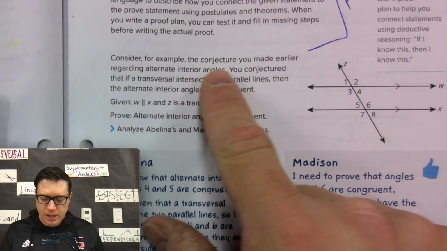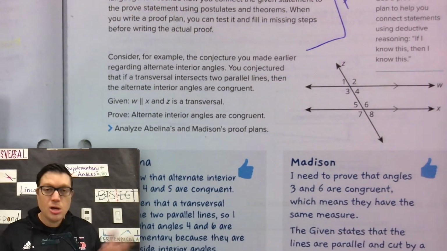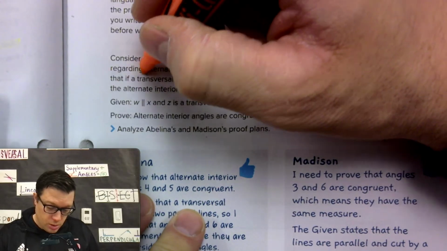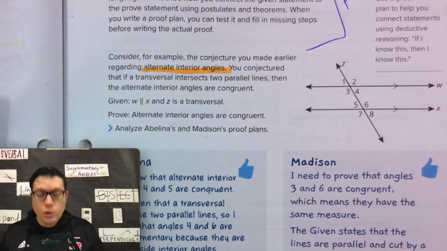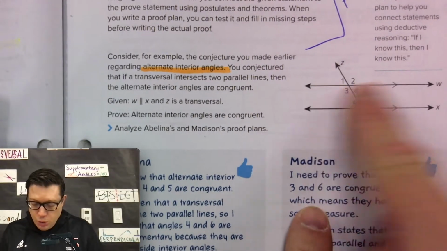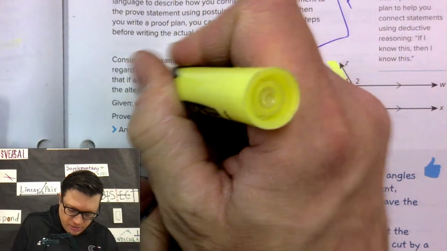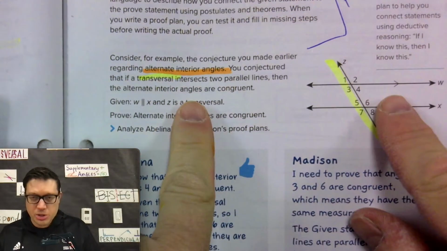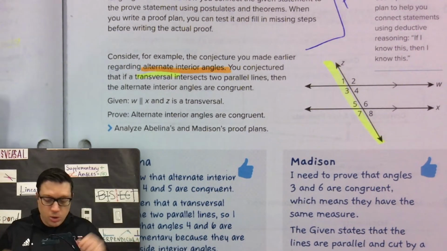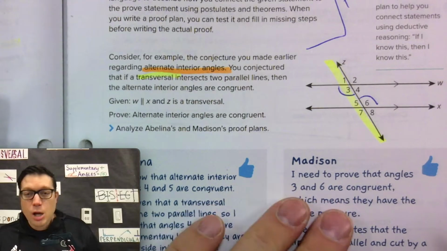Consider, for example, the conjecture you made earlier regarding alternate interior angles. That's a vocab word I don't want to lose. I hope you made your note card on it too. Alternate interior angles. You conjectured that if a transversal intersects two parallel lines, so transversal, if a transversal intersects two parallel lines, then the alternate interior angles are congruent. So angle 3 and angle 6 would be congruent.